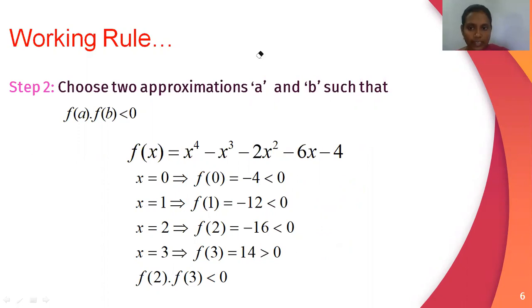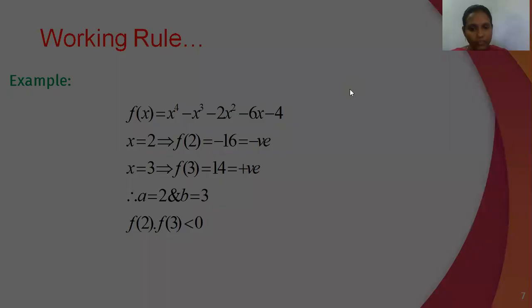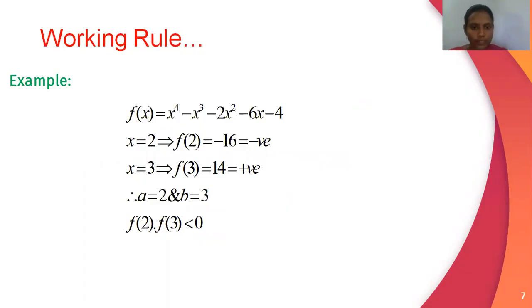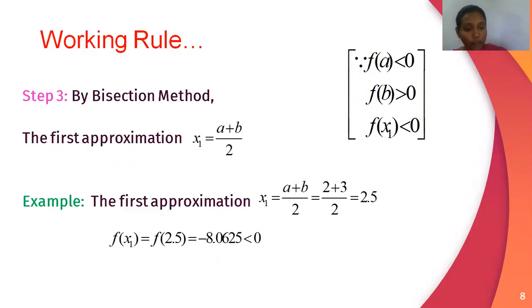So this is the second step we have to consider. Now here the root lies between 2 and 3, because f(2) and f(3) have opposite signs. So what's the next step? Write the formula to find the root. In the bisection method, what is the formula to find the approximations? The meaning is included in the name of the method, bisection.